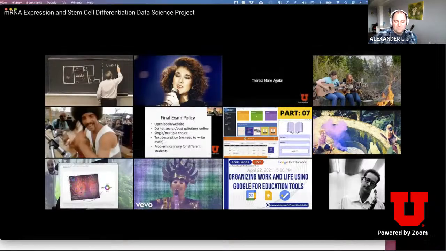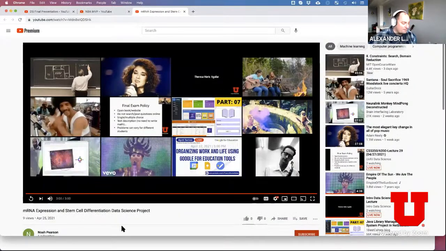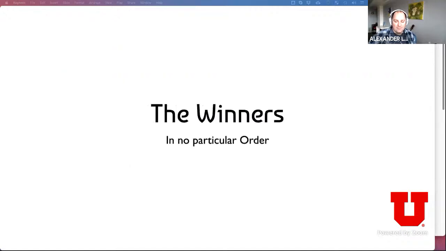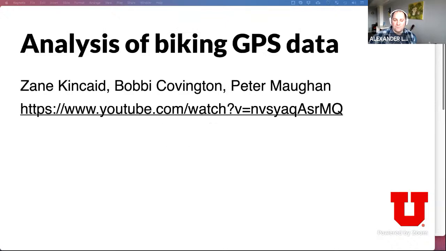Okay, we really like this project because it just was a great application of many of the tools that we talked about in class and brought everything really nicely together. And then we have the two winners, and the winners are now listed in no particular order. The first winner is Analysis of Biking GPS Data by Zane Kincaid, Bobby Covington, and Peter Morgan. Congratulations.